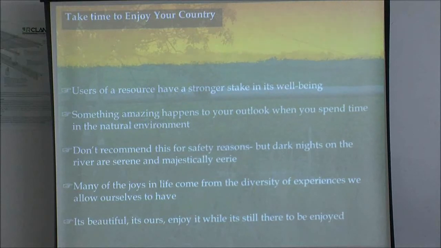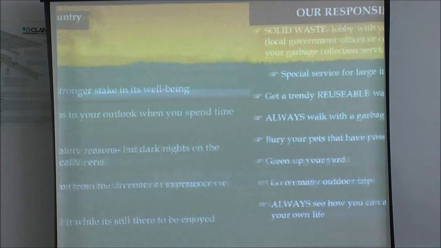I wanted to encourage us to go and see our country, go and see the weather, go and experience it. The not-so-hidden agenda in this is that when you have an experience, when you have a link to something, you have a feeling about it, you care about it. When something happens and it affects you, you feel passionate about it, and then you can do something. You have it within you to express the energy to do something. It's an amazing experience. Our lives are richer with the diversity of experience we allow ourselves. So it's our country, it's beautiful, and we should enjoy it while it's still there to be enjoyed.